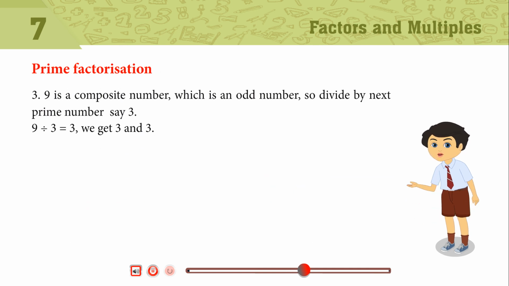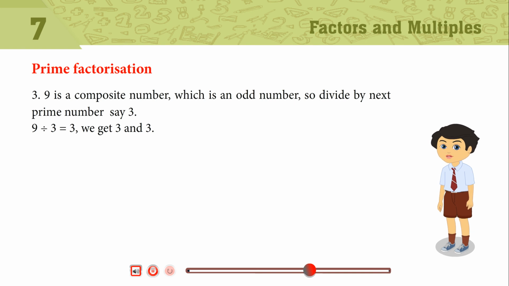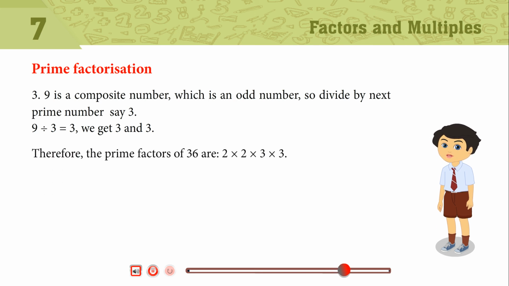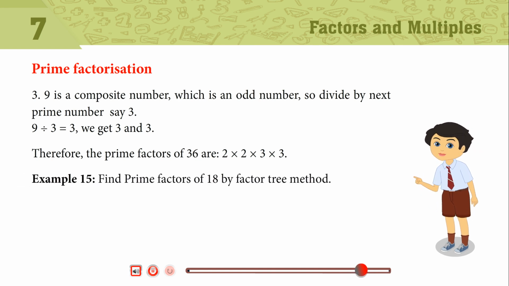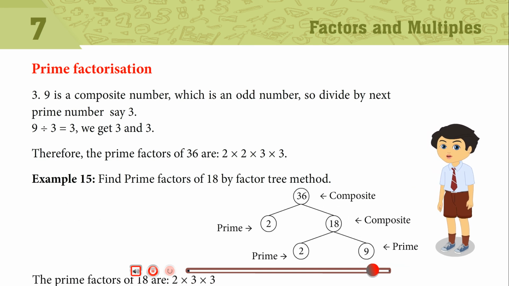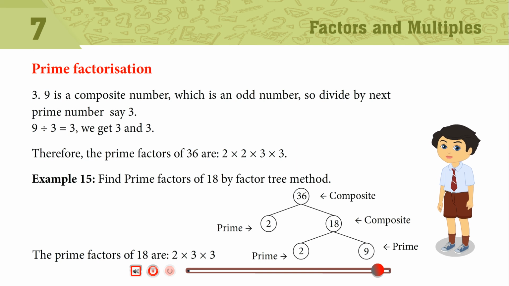9 is a composite number, which is an odd number. So divide by the next prime number, say 3. 9 divided by 3 is equal to 3. We get 3 and 3. Therefore, the prime factors of 36 are 2 into 2 into 3 into 3. Example 15. Find prime factors of 18 by factor tree method. The prime factors of 18 are 2 into 3 into 3.